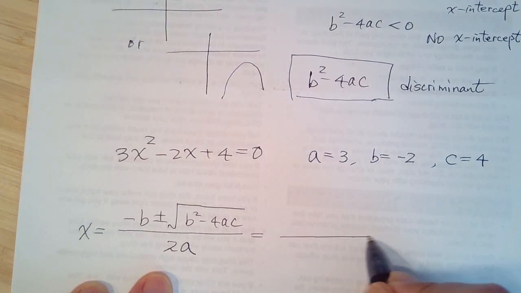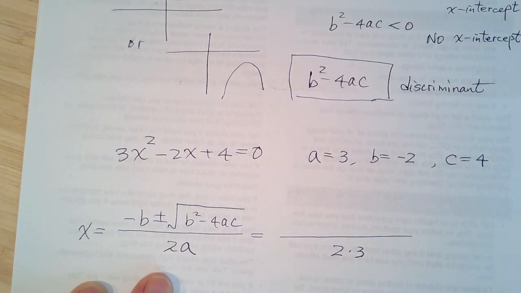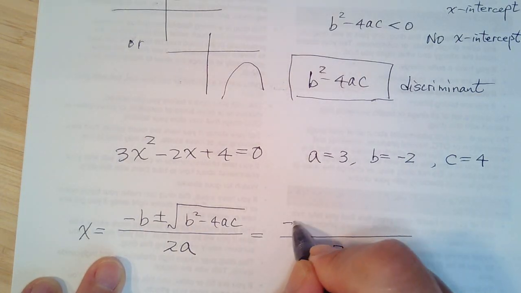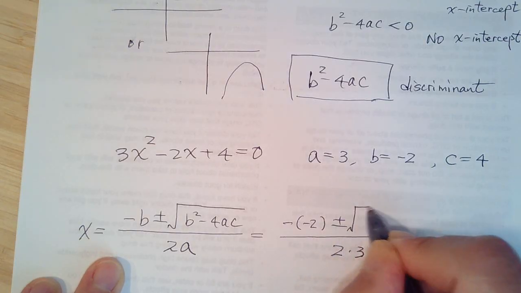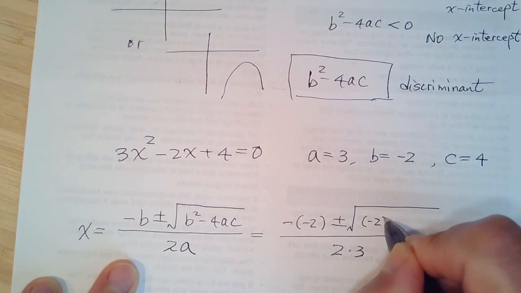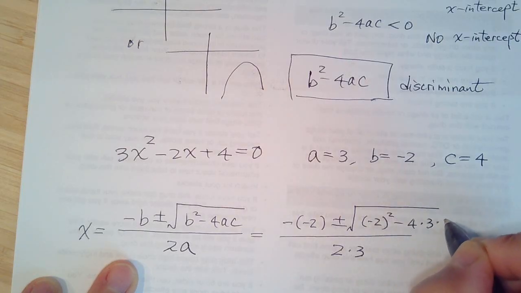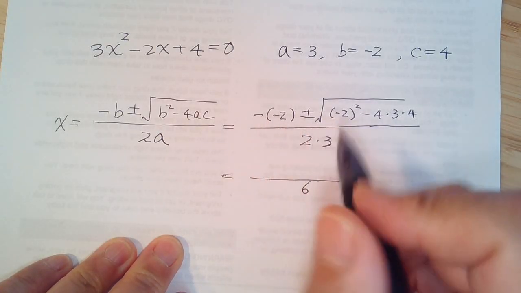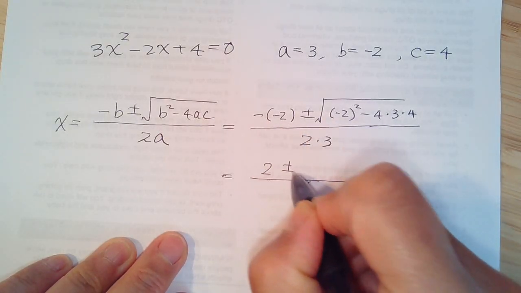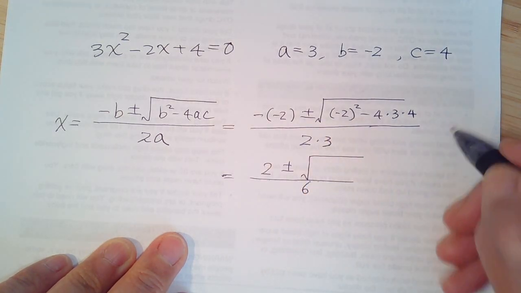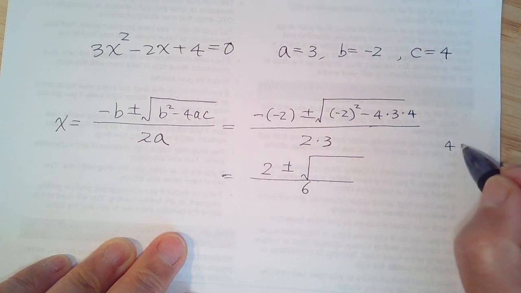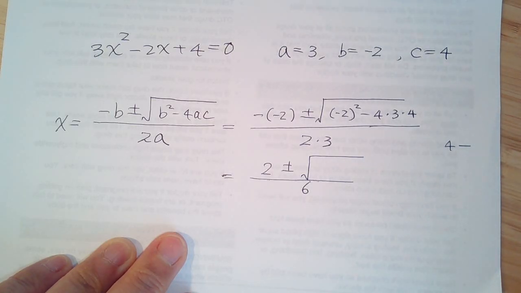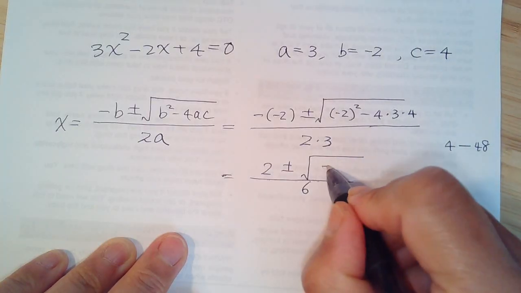The denominator is 2a, which is 2 times 3. Later I'm going to write 6. Here, negative b, my b is negative 2, so it's going to be negative 2 plus minus, I just simply substitute. The b is negative 2 squared minus 4 times 3 times 4. Okay? So far, so good. And then the denominator is 6. Here negative 2, which is 2, plus minus the square root of. Okay. Negative 2 squared is 4. Minus 4 times 3, that's 12. 12 times 4 is 48. So 4 minus 48 is negative 44.